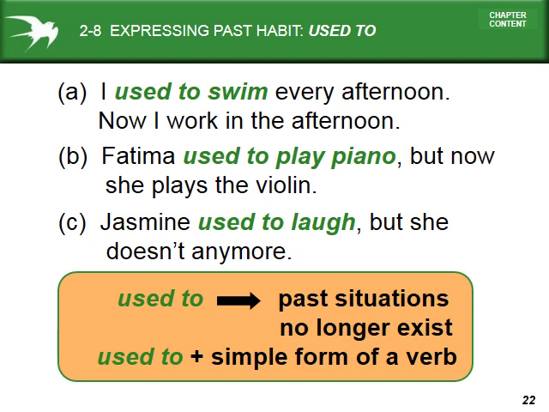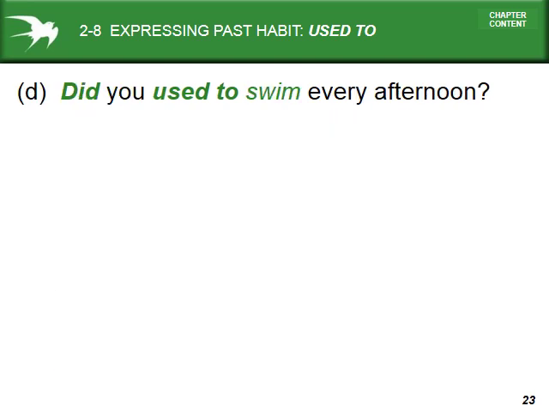And it's formed by using used to plus the simple form of the verb. Okay? So even though this means the past tense, right? If I say I used to swam, that's wrong, because swim is the simple form of the verb. If I say Fatima used to played, that's wrong, because play is the simple form of the verb. Jasmine used to laughed is wrong because laugh is the simple form of the verb.